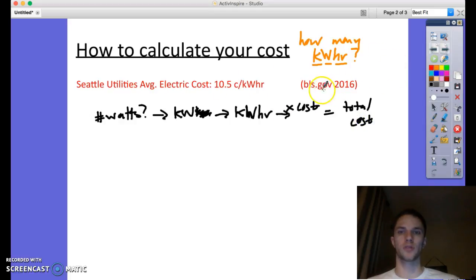According to the most recent statistic that I could find from the BLS.gov website, the average utility cost in Seattle right now is about 10.5 cents per kilowatt hour for electricity. Washington tends to have relatively inexpensive electricity for a bunch of different reasons. But we're going to use this value to calculate our costs for our light bulbs in our houses. So I'm going to walk through how to do one of these calculations, and then you're going to need to do those same calculations for your own house and submit those as part of your building proposal.